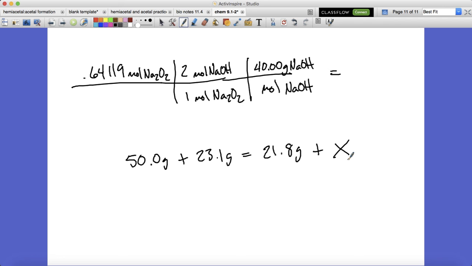You can't create or destroy matter, so there better be the same mass on both sides when it's all said and done. So no matter how I decide to solve for x, and you can check this if you want to, I can add these two pieces up and get, what is it, 73.1 and subtract 21.8, and that's going to give me an answer of 51.3. That would be my value for x here. Turns out when you take 0.64119 times 2 times 40, you'll get the exact same answer. Now it might just round to this answer because it won't be perfect. We have sig figs for a reason though, right? So one way or the other, you get the same answer.